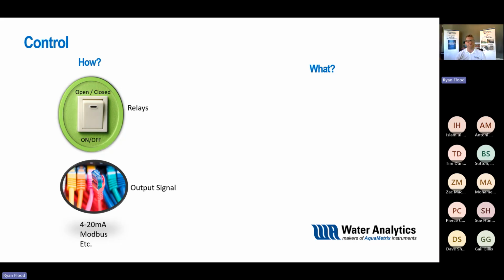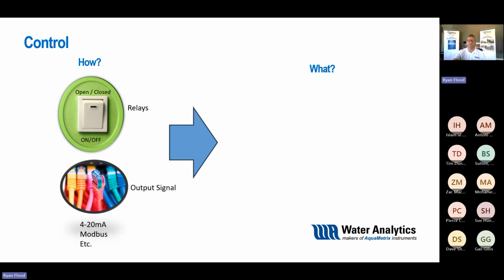I'm sure a lot of you are very familiar with those. And then you have your output signals. These can be very simple, from 4 to 20 outputs, to more complex Modbus or digital or other types of signals that are being sent out from the controller to tell other parameters what to do. So that's kind of the how behind the scenes.